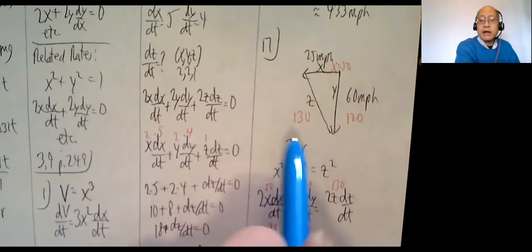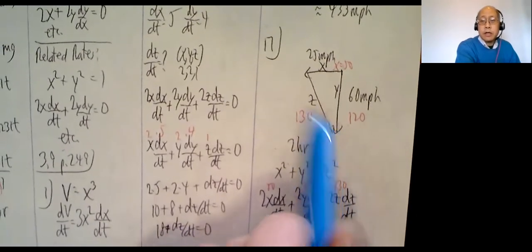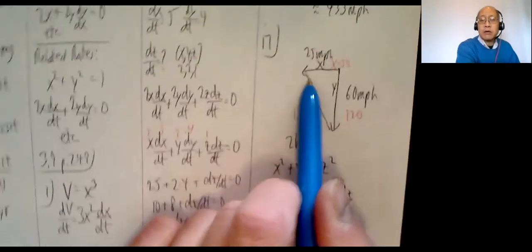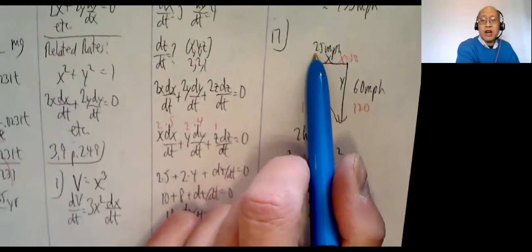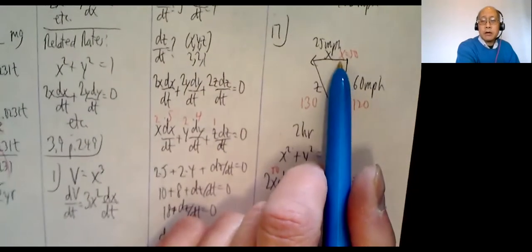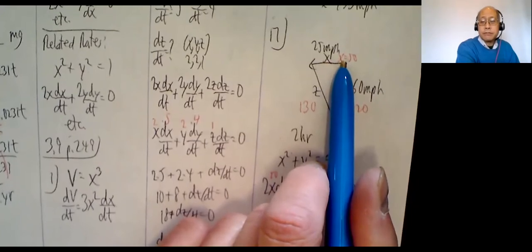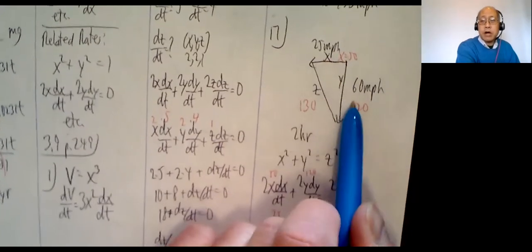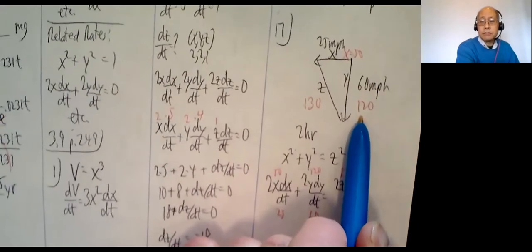Okay, now it says after 2 hours. What I have in red are the distances. If I drive 25 miles an hour for 2 hours, it said 2 hours, right? 25 miles an hour for 2 hours, x is 50 miles, right? If I drive 60 miles an hour for 2 hours, I've gone 120 miles.